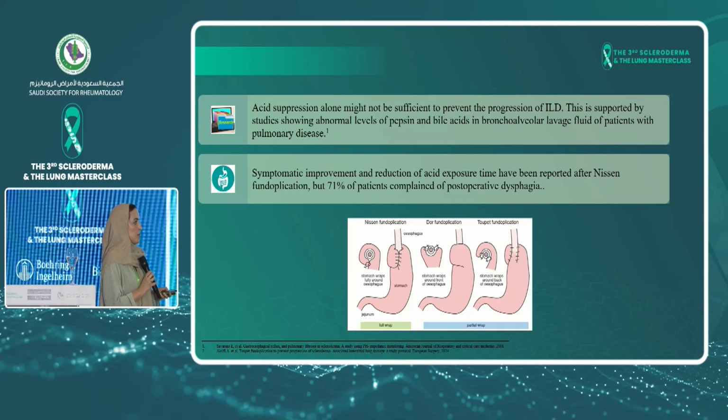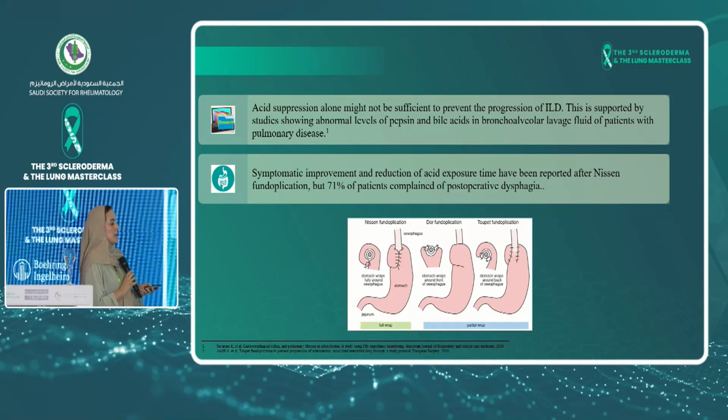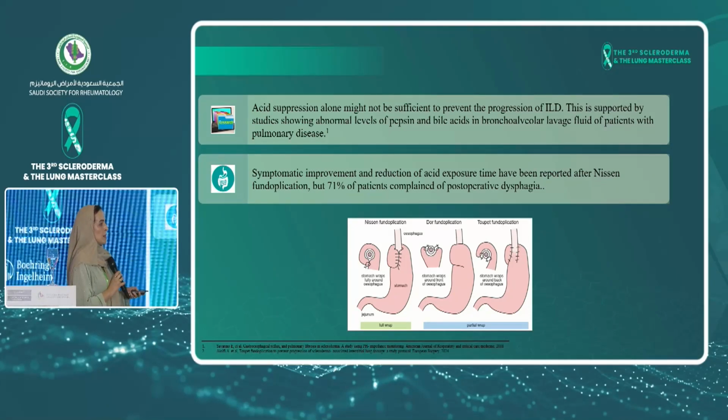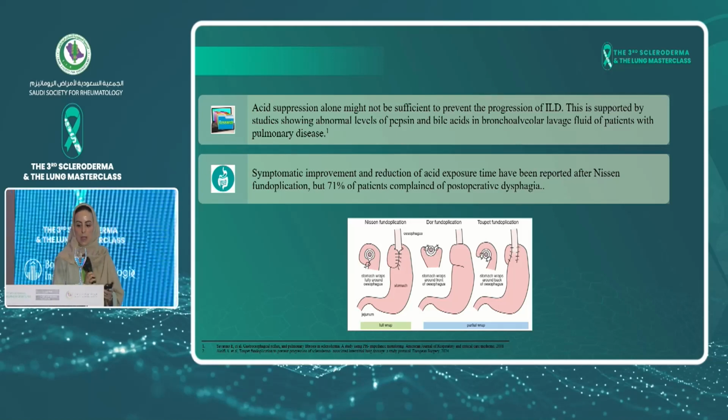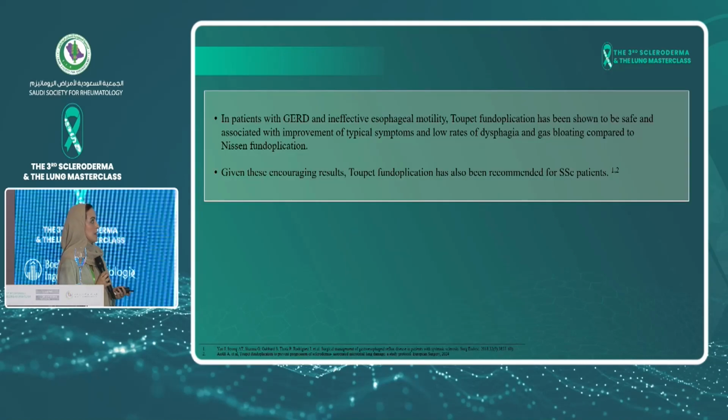And that's where Toupet fundoplication came, which is kind of between Nissen and Dor. It's a 270 wrap around the esophagus. So it's pretty tight around the esophagus. It will help with reflux. But you also have free room for the esophagus to breathe. So it doesn't cause post-operative dysphagia like Nissen.